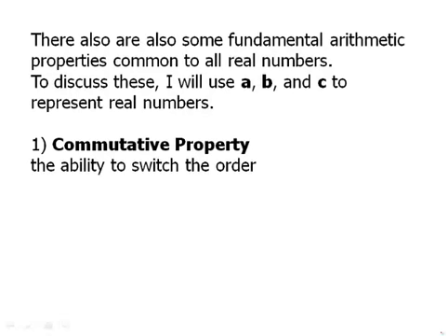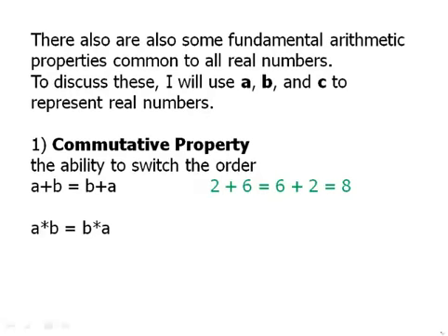The first one is the commutative property, the ability to switch the order. So, for example, we can switch the order of addition. a + b = b + a. Doesn't matter which order we do it in, we get the same answer. Similarly, with multiplication, we can swap the order around. a × b = b × a. Again, we can swap the order around, we get the same answer.